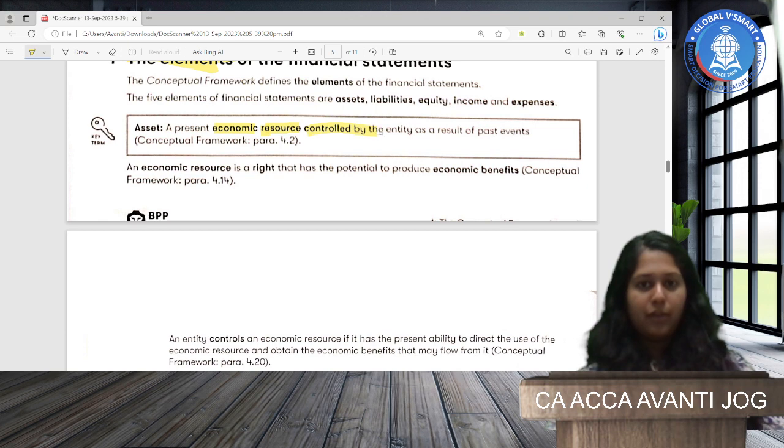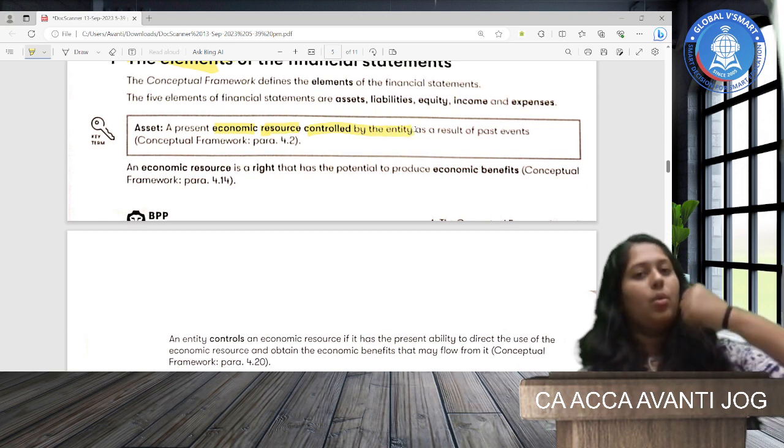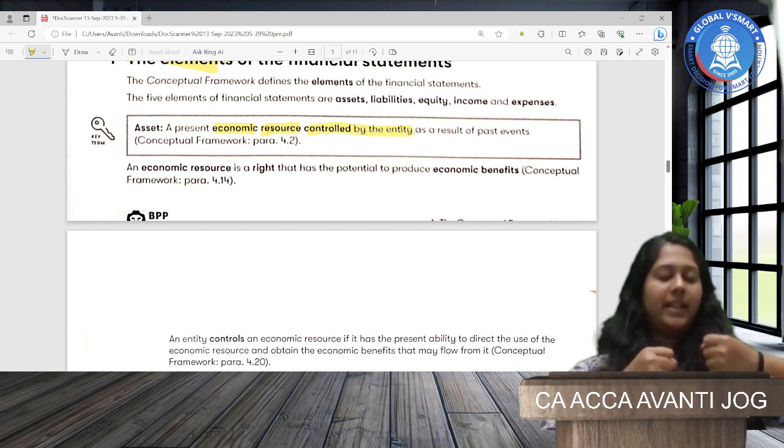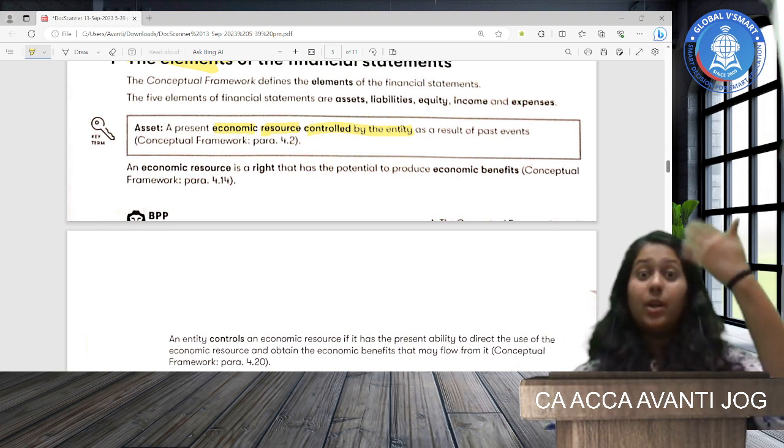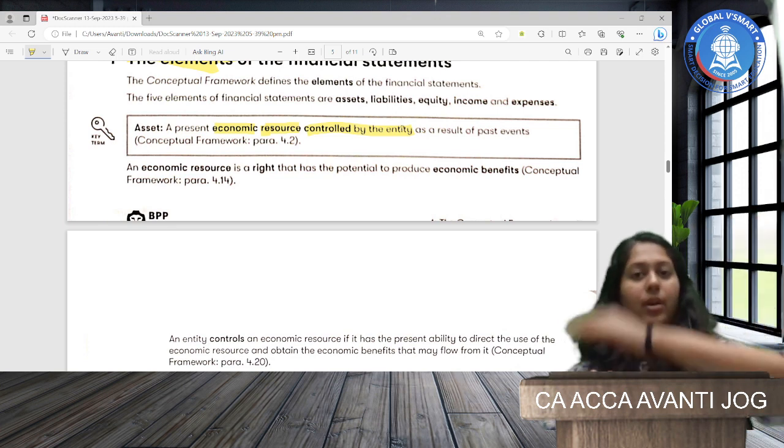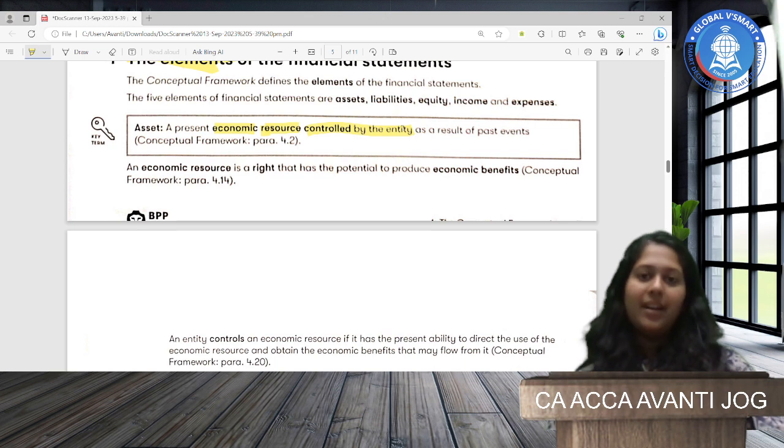Controlled by the entity is of two kinds. First of all, owned by the entity or leased by the entity. So, owned is obviously till you sell it. Lease is when till your lease term is over. Correct. Okay. तो ये आपको control क्यों आया?